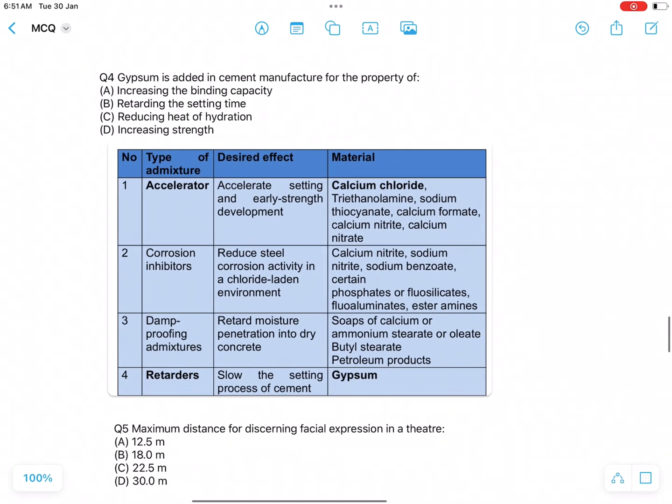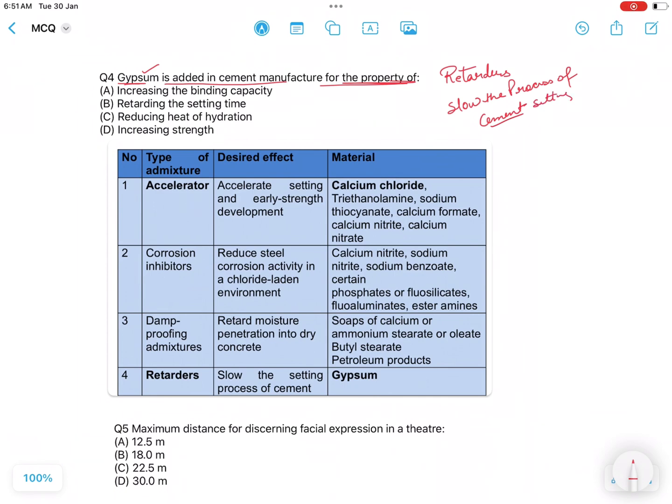Moving on to question number 4: gypsum is added in cement manufacture for the property of what? Gypsum is always added as a retarder, which means it slows the process of cement setting. So it retards the setting time.